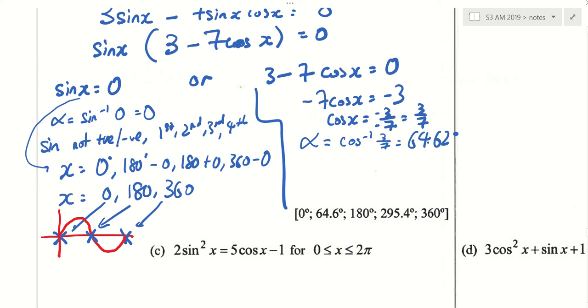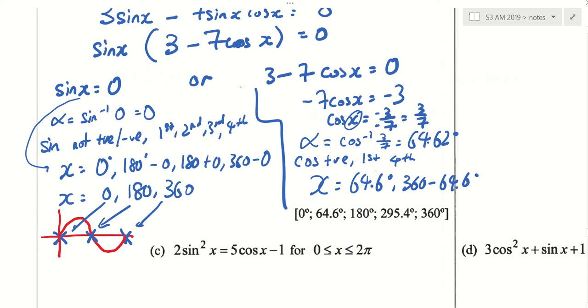Once I have this, Tiffany, is cosine positive or negative? Cosine positive. Mingyuan, cosine positive is in which quadrant? First and fourth. And first and fourth, I copy down x. X is equal to, first quadrant, so reference angle. Fourth quadrant, 360 minus reference angle.